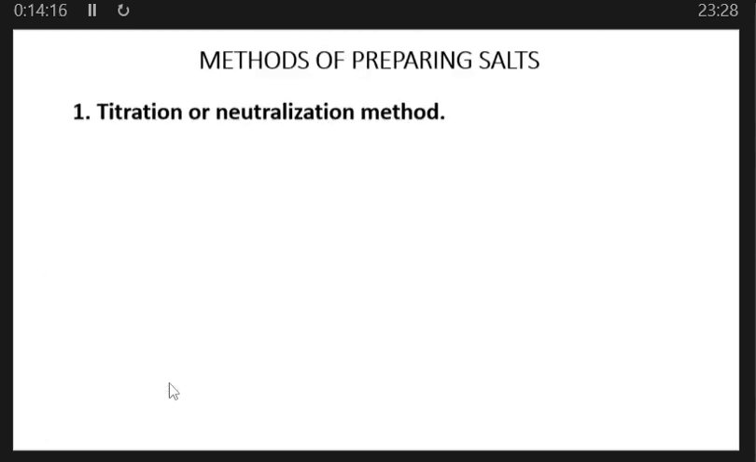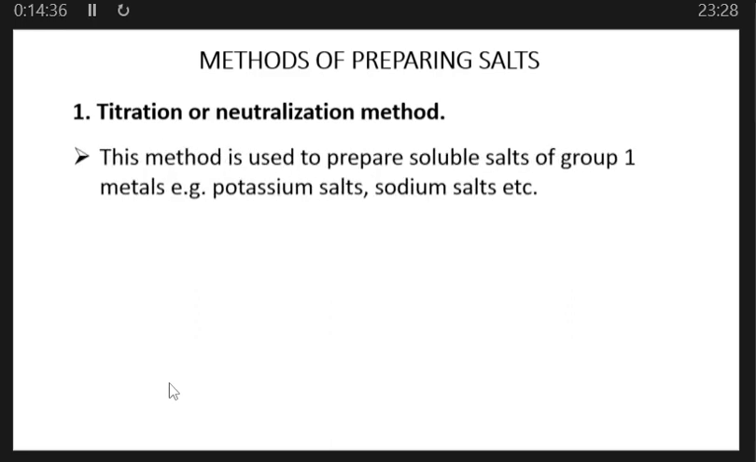All right. So we have come back now. Methods of preparing salts. We said 1, titration or neutralization method. What kind of salts is it used to prepare? We say this method is used to prepare soluble salts of group 1 metals, e.g. potassium salts, sodium salts. So titration can be used to prepare salts of group 1 metals such as potassium salts, sodium salts, etc.